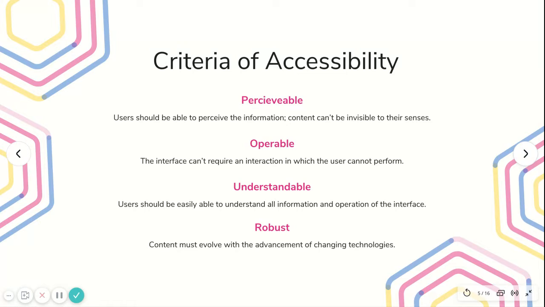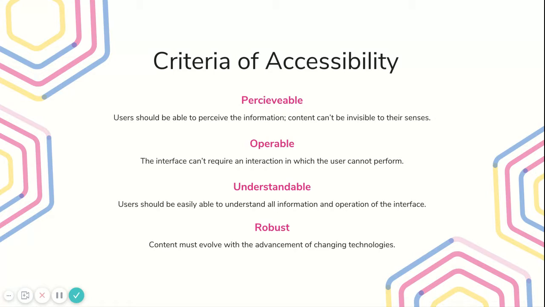So we know what web accessibility is and why it's important. So let's talk about the criteria for accessibility. There's 4 criteria that we need to think of as we begin to build our websites and make sure they're accessible. The first being that your website needs to be perceivable. So users should be able to perceive the information. Content can't be invisible to their senses.